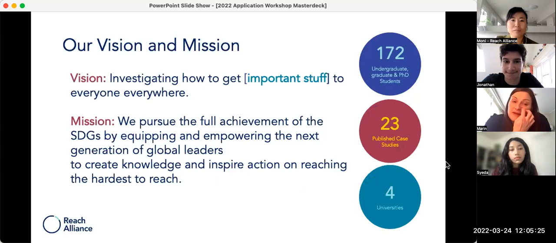Our vision and mission. So our vision is to investigate how to get important stuff to everyone everywhere. Now, important stuff is very intentional words there, if it doesn't appear to be. But the reason we say important stuff is because it's not just one thing that we're interested in. We're interested in all types of goods and services. So from birth registration to cash transfers to energy, vaccines, and everything in between.